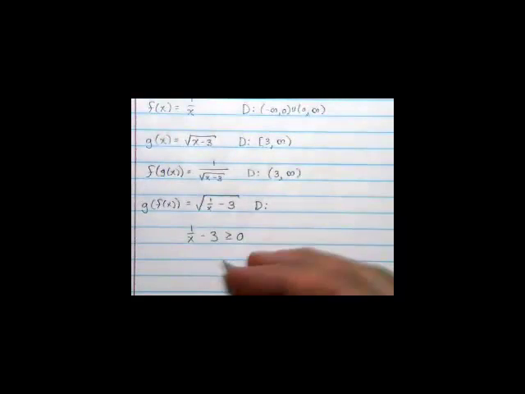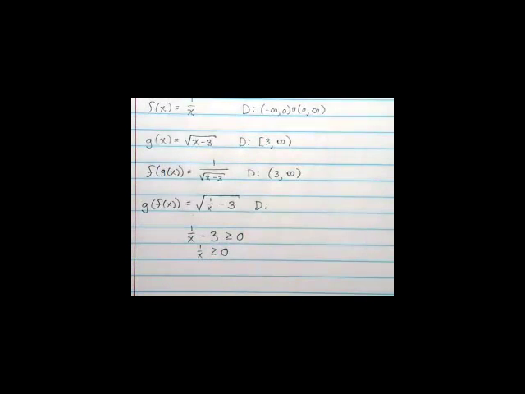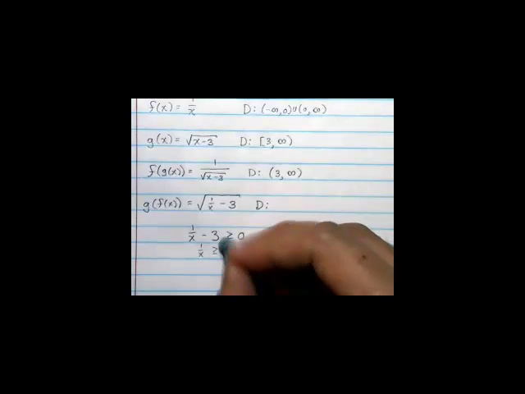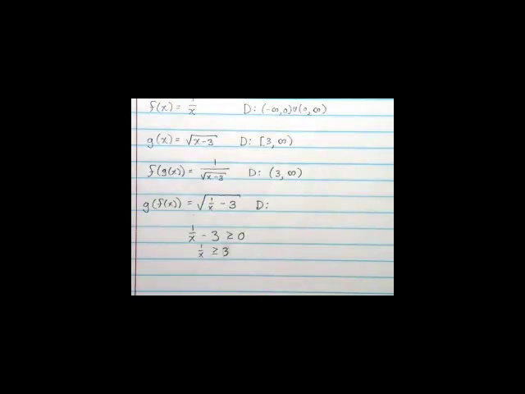So 1 over x needs to be greater than or equal to 3, sorry. Add the 3. Okay, so what values of x would make 1 over x greater than or equal to 3? So including 3 to infinity.